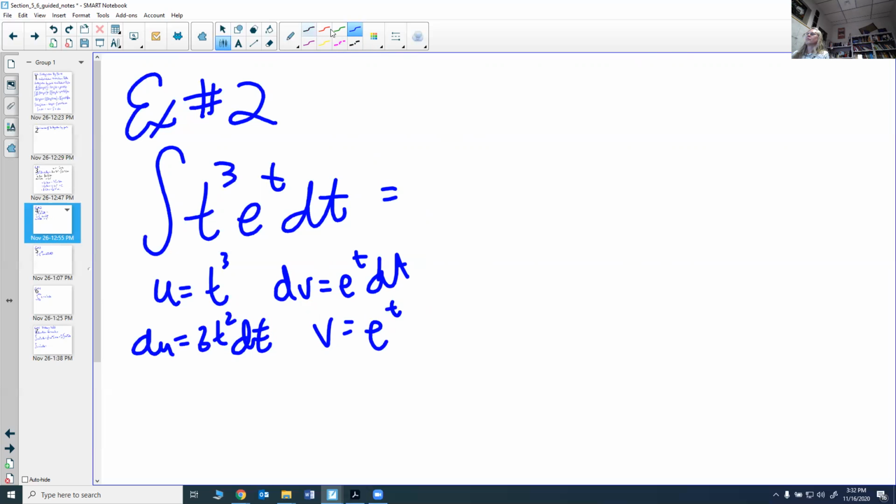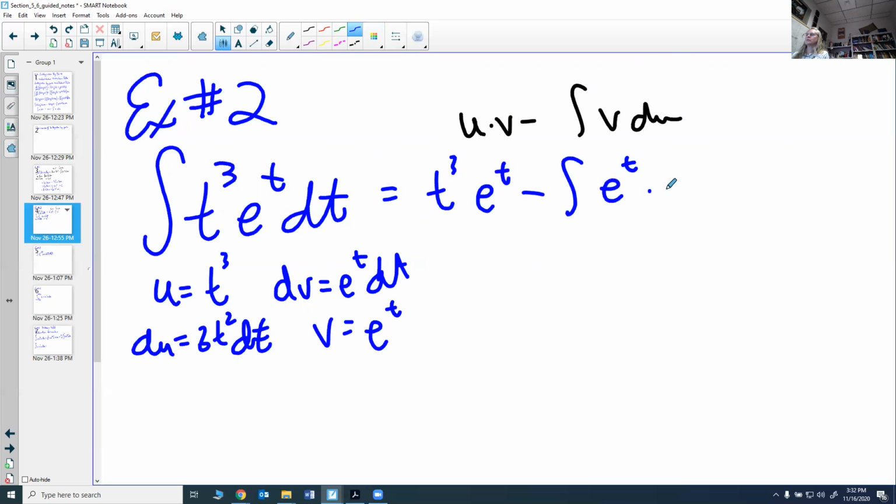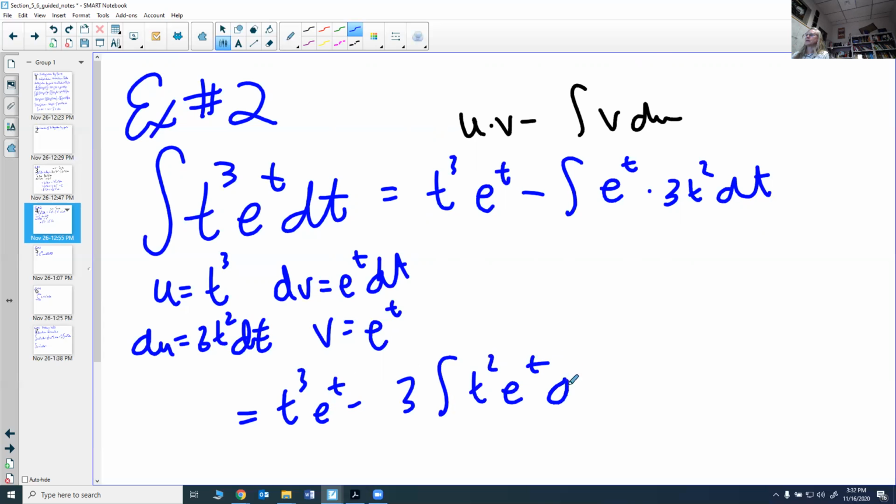So again, my rule is u times v minus the integral of v du. I usually write down every single time so I can remember what I'm doing. u was t cubed, v was e to the t, integral of e to the t, and then times du. du is 3t squared dt. So we now have t cubed e to the t minus 3, the integral of t squared e to the t dt.